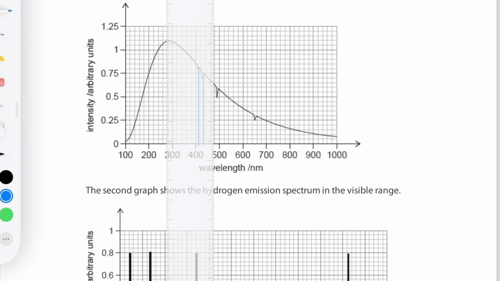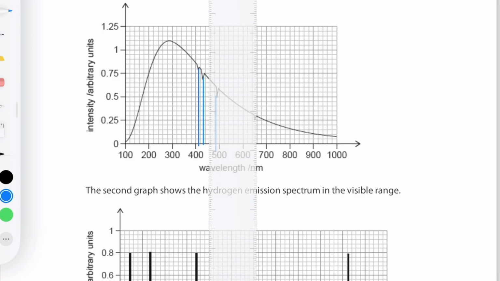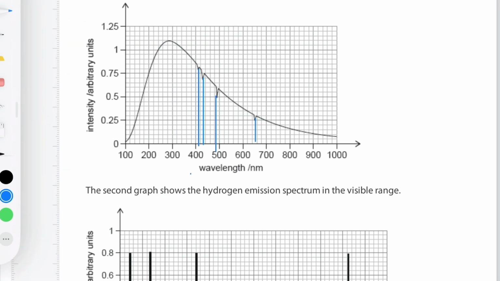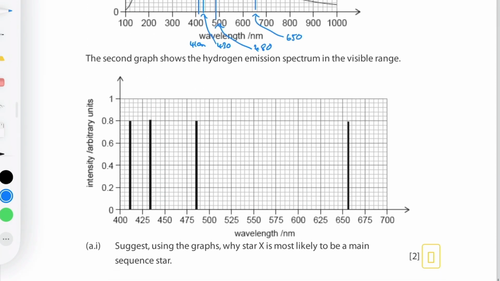And these wavelengths correspond with, let's see what wavelengths they are. So we've got roughly 410 nanometers. This one's around about 430. That's around about 480. And that's around about, I don't know, 650. So we've got these dips in the spectrum at 410, 430, 480, and 650.